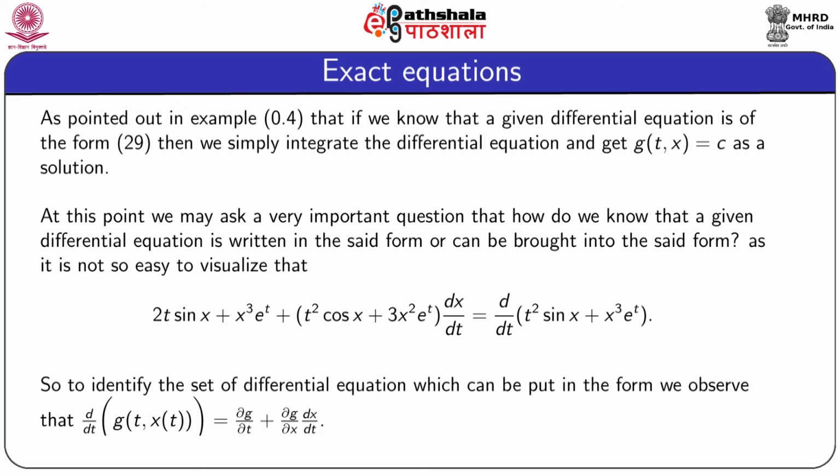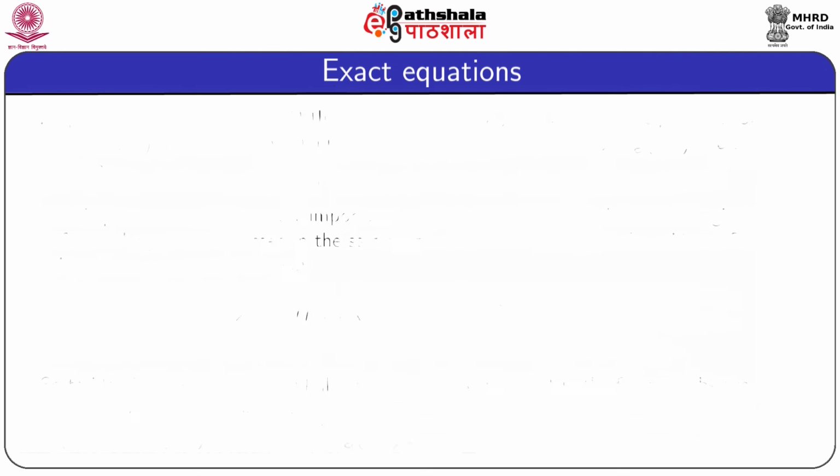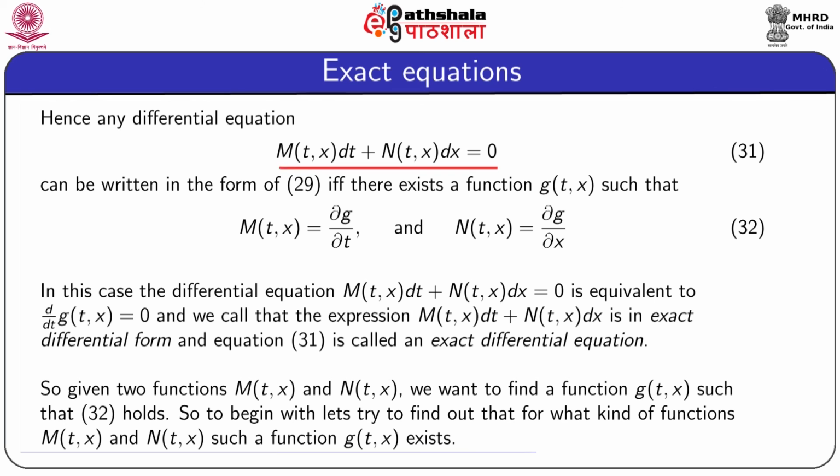So, to identify the set of differential equations which can be put in this form, we observe that d/dt of g(t,x(t)) is equal to del g del t plus del g del x into dx/dt. Hence, any differential equation M(t,x) dt plus N(t,x) dx equal to 0 can be written in the form 29 if and only if there exists a function g(t,x) such that M is equal to del g del t and N is equal to del g del x.